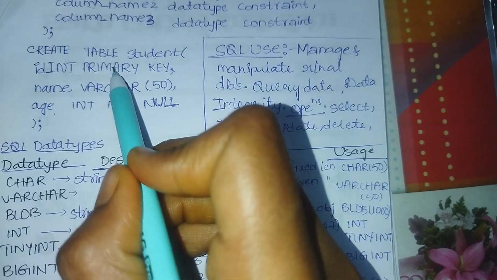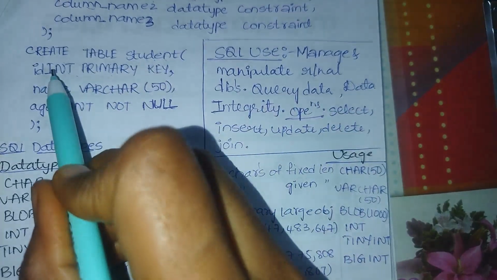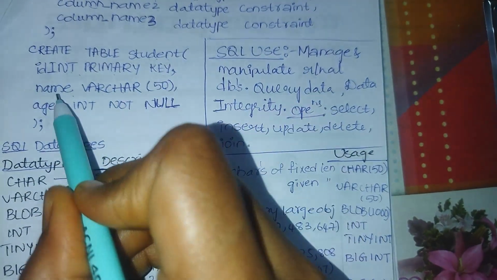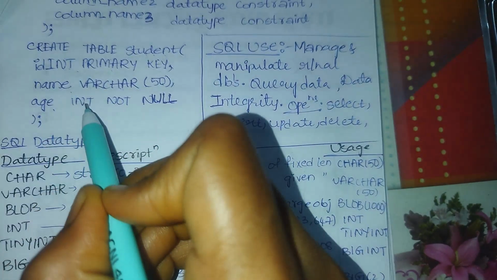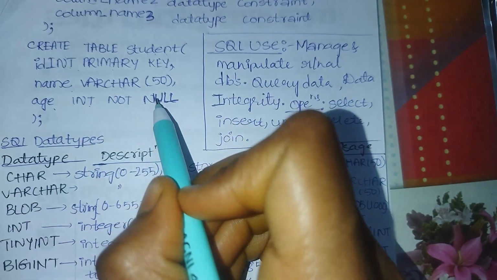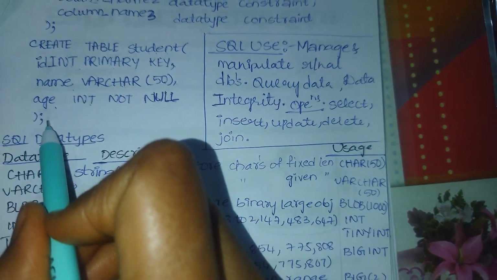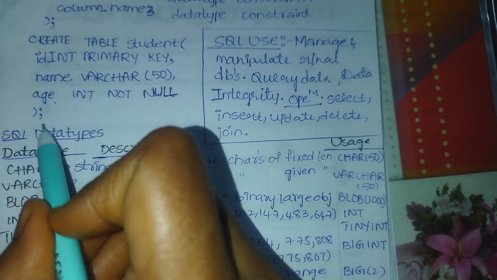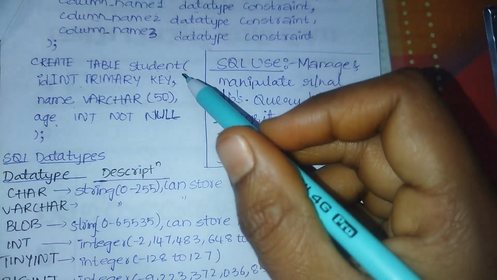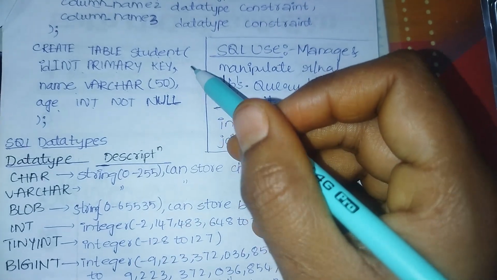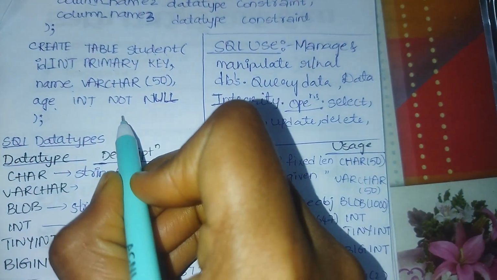Performing the table by using the student word with ID as primary key, name VARCHAR, age is a number with integer, NOT NULL. It should not be null, it should be any value. At the end of the code we will represent with a closing bracket and parenthesis. This is the code we use for performing the task, the student table.